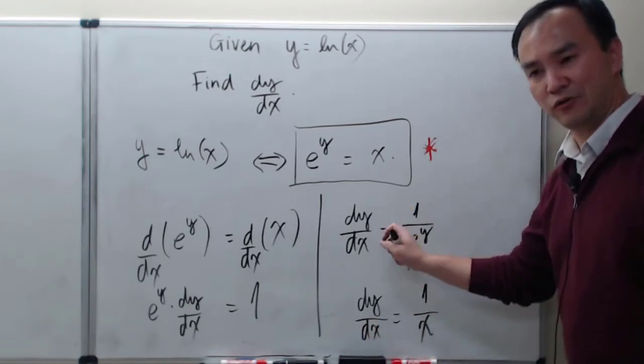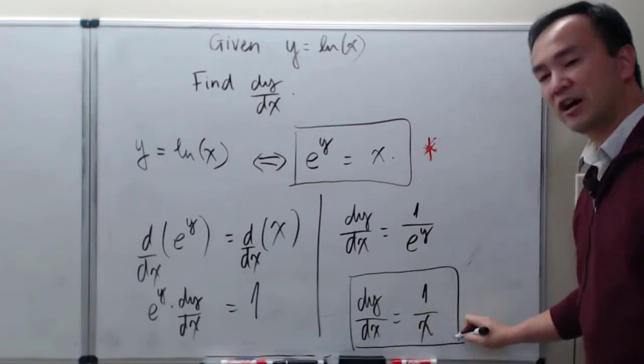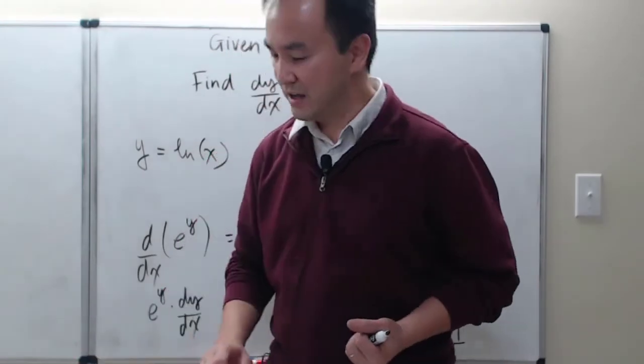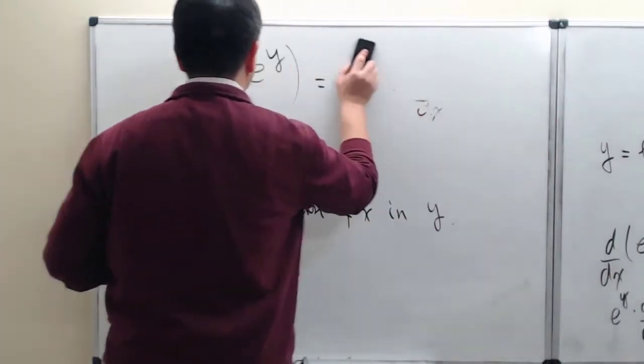That is a huge bingo. We have found the derivative for the natural log function. All right, so let's now put on a final conclusion here. I'm going to take a moment erasing my board here.